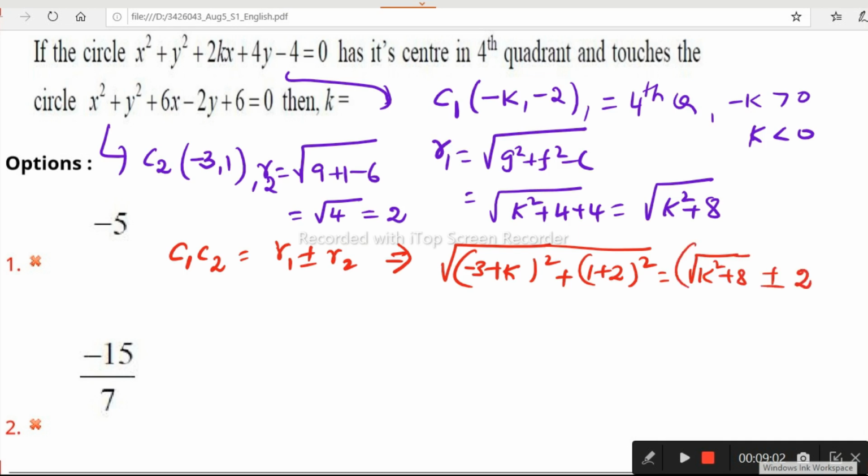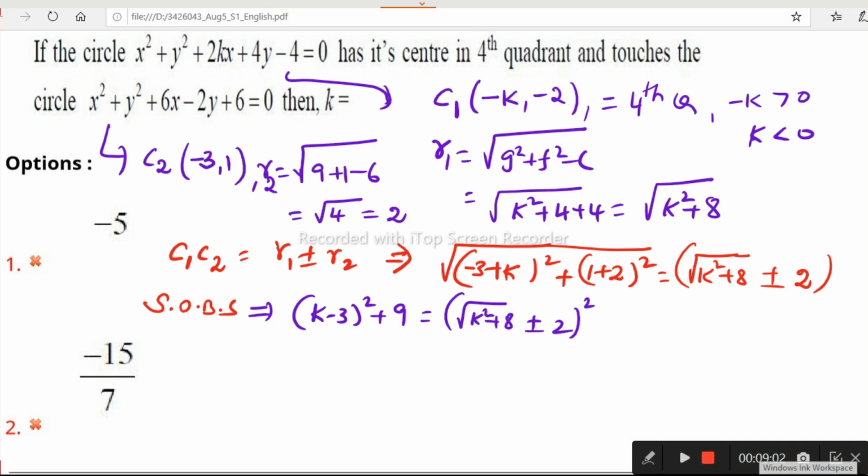Then to find this result easily, we have to take squaring on both sides. Squaring on both sides, and by further simplification you can get the k value. One asks for k, right? By squaring on both sides, the square root gets cancelled. The left side becomes k minus 3 whole square plus 3 square, that is 9. The right side is in the form of root over k square plus 8 plus or minus 2 whole square.